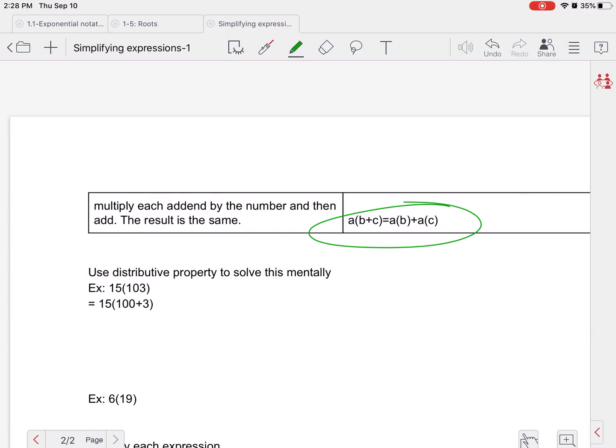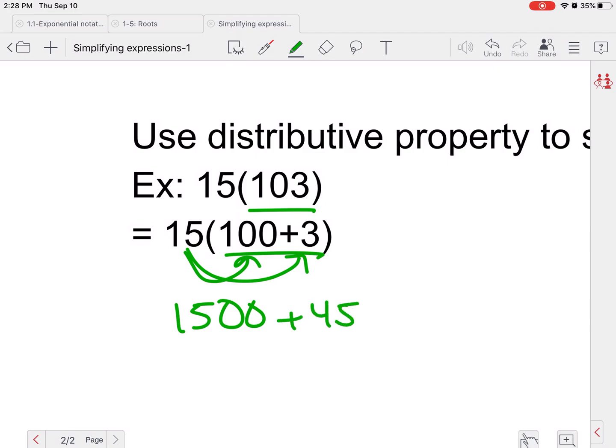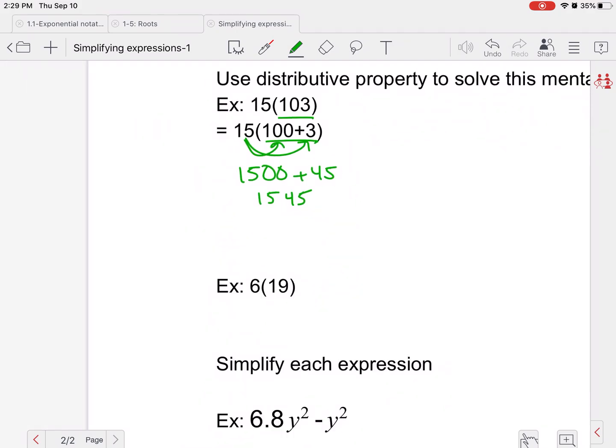Okay? So what that means is, for some of us, we can split a number up to help us multiply. So like 15 times 103, I don't know off the top of my head. But if I bust up the number 103 into 100 plus 3, then I would have 15 times 100, which is 1500. I know that easily. 15 times 3 might be a little more difficult, but it's a lot faster than 15 times 103. And now I can get 1500 plus 45, which is 1545. Okay? So we can use the distributive property to help us come up with numbers a little bit faster, especially if we don't have a calculator.